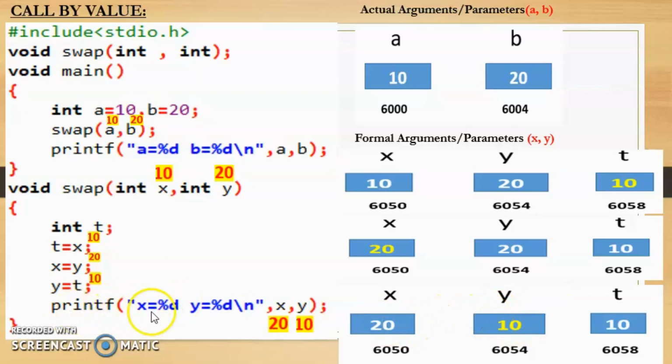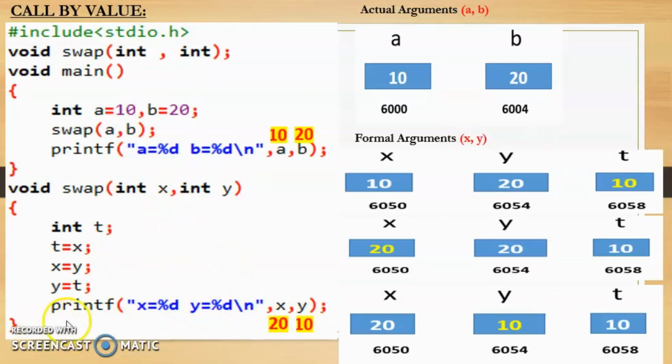After that, we will print x and y values. So we will print x equal to 20 and y equal to 10. So over here we can see that the formal parameters, that is the parameters inside the function definition, have been changed. Initially x value was 10 and y was 20. After swapping, x value has become 20 and y value has become 10, which means that the formal parameters have been changed. So after executing all the statements inside the function definition, control will return back to the main function.